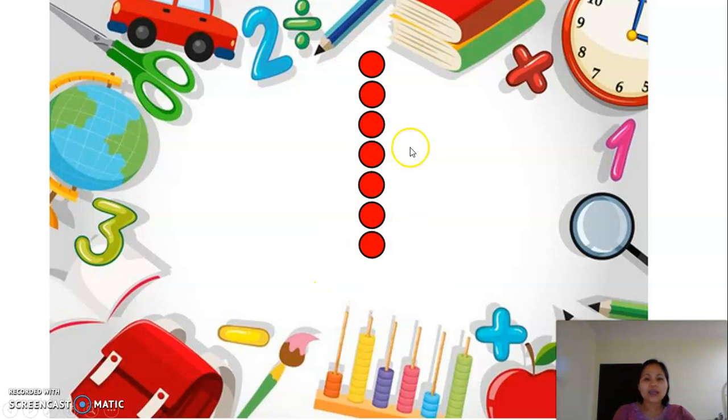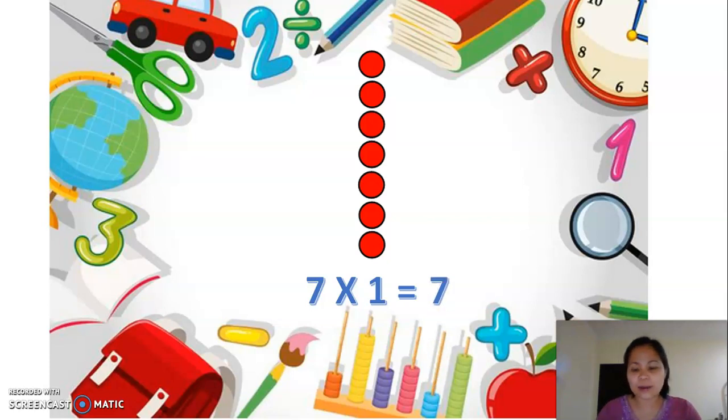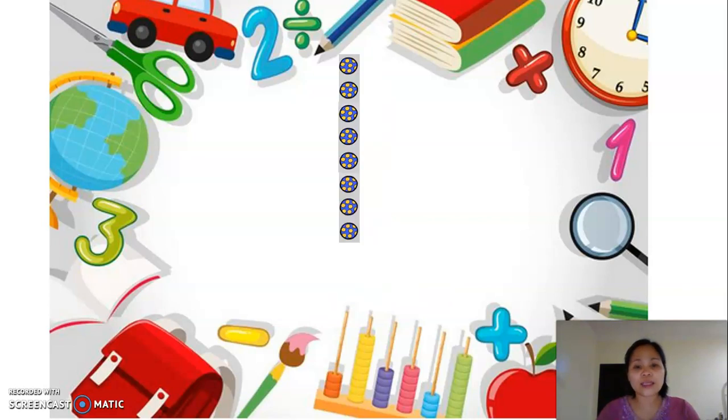We've got here an array of counters. So let's count how many rows do we have. 1, 2, 3, 4, 5, 6, 7. There are 7 rows of 1 column. So what is 7 times 1 then? Okay, excellent. 7 times 1 is 7. So let's move on to the next picture.